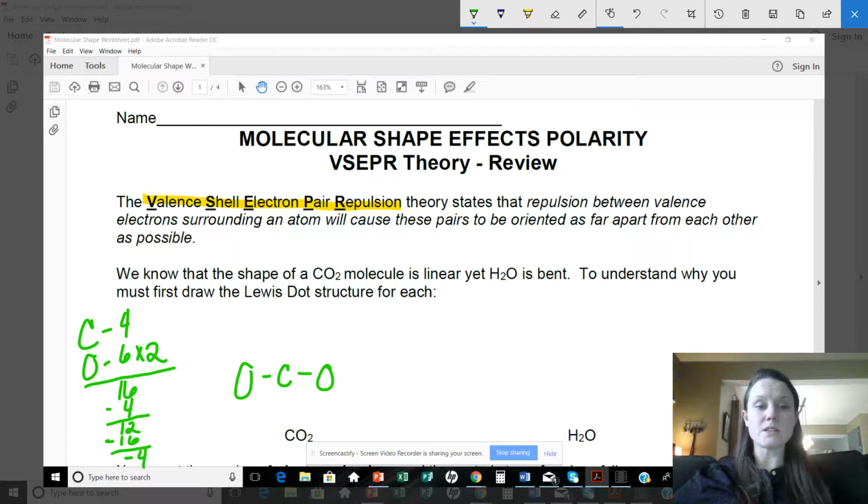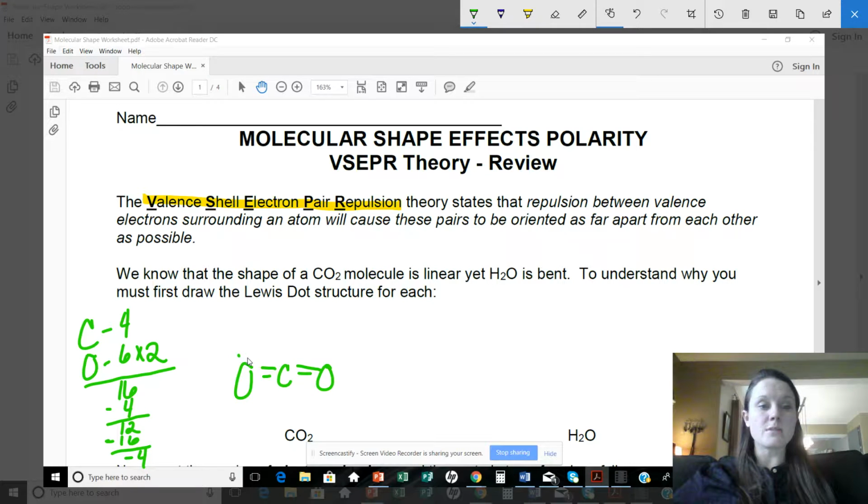Because there are 2 bonds here, that -4 means that we're going to have 2 double bonds in our molecule. All right, so now we've got our 2 double bonds. Now let's finish our Lewis dot diagram because we're not totally done yet.